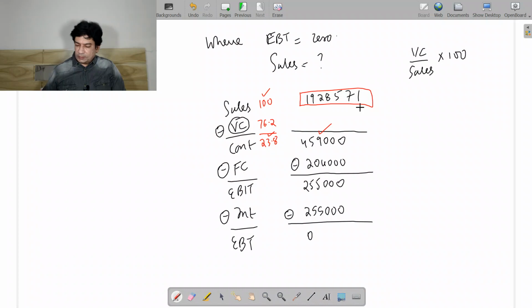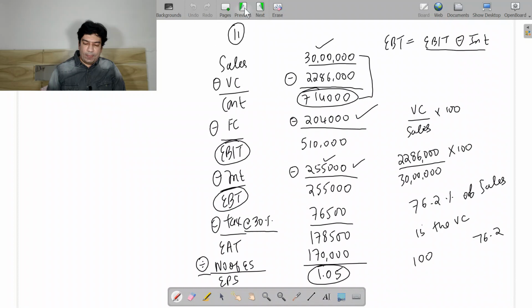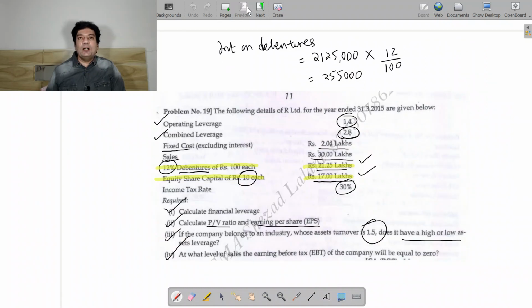19,28,571 minus 4,59,000, so 14,69,571 will be my variable cost. It means if this is my sales, my EBT is going to be 0. So I'm able to find the sales figure also, which they have asked. So I think we have completed the entire part. I hope you all have understood this sum. Thank you. We will meet in the next lecture.